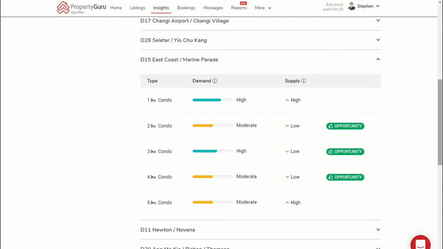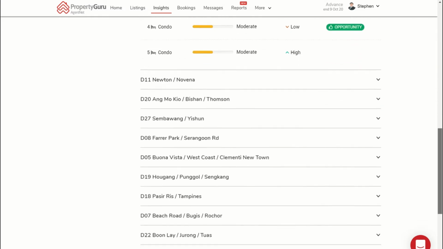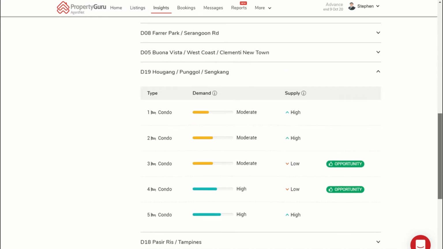Take a look at District 19, Punggol, Sengkang, and Hougang. The 4-bedroom demand is high, while the supply is low. So, it is a good opportunity for the 4-bedroom sellers.